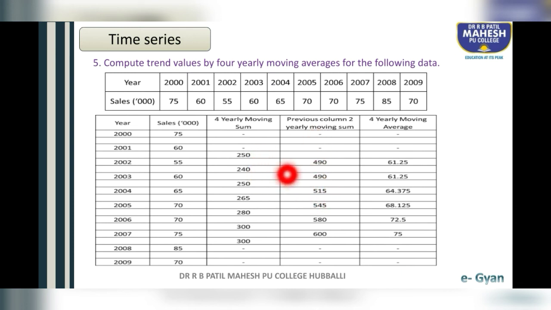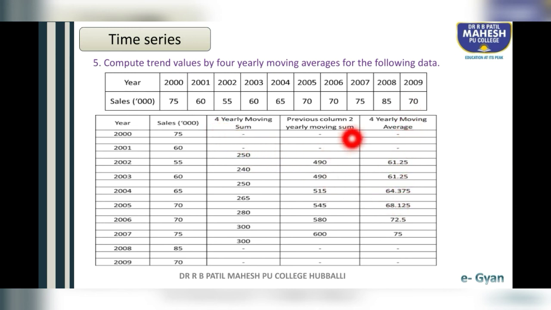250 plus 250 is 490. 240 plus 250 is 490. 250 plus 265 is 515. 265 plus 280 is 545. 280 plus 300 is 580. 300 plus 300 is 600. So like this, after adding 4 values, in the next column you have to add 2 values. After adding the 2 values, find out the trend values.